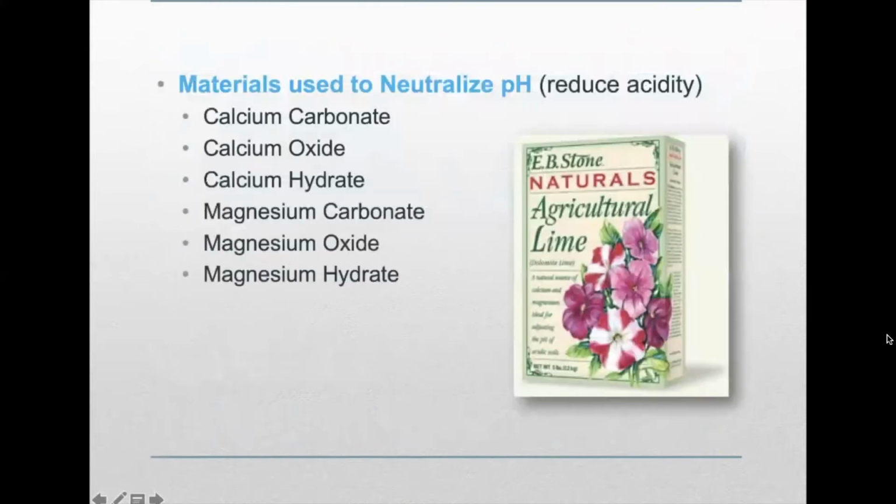So if you did want to change your pH, you can apply different amendments. Here with acidic soils, where you need to raise the pH, applying lime is going to be your best option. The following are different materials that you can use to neutralize pH and reduce the acid in your soil. But just note that you have to reapply these materials to maintain the pH, and this is not a one-time fix.